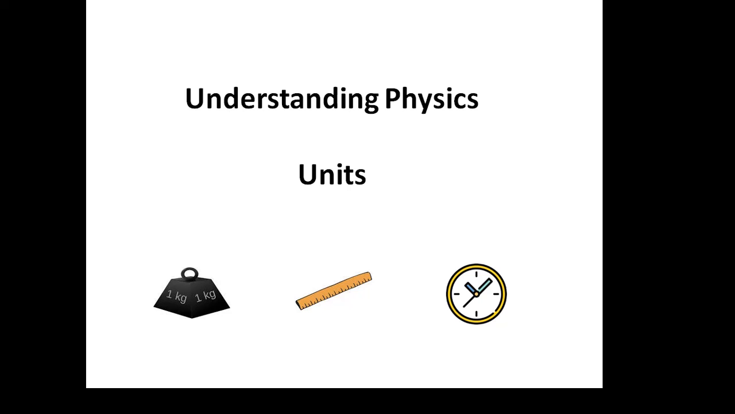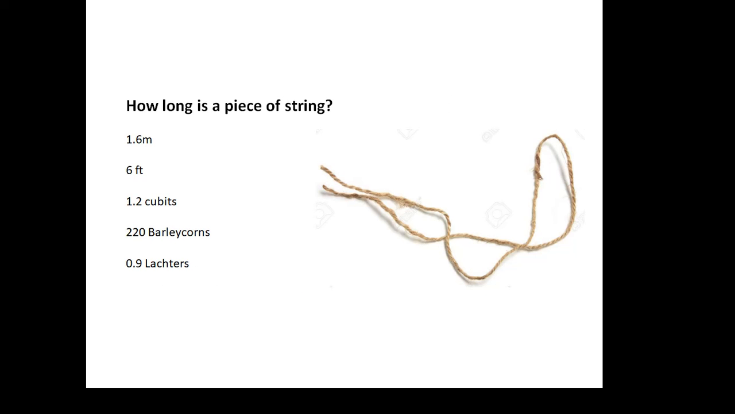Understanding physics, units. In this video I'm going to talk about units. We'll start with a question: how long is a piece of string? You might answer it's 1.6 meters long, or 6 feet long, or 1.2 cubits, 220 barleycorns, 0.9 lactas, whatever that is.